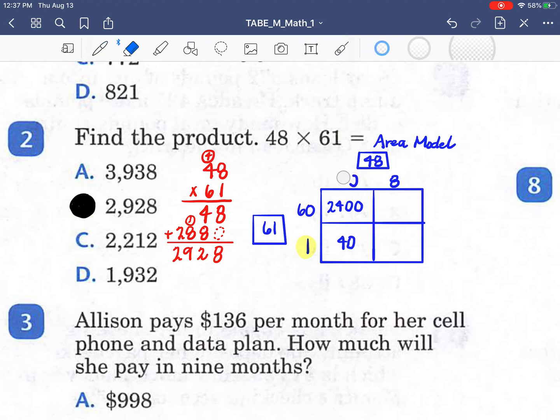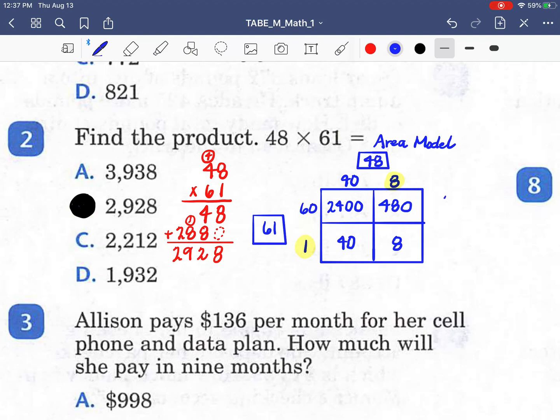And then, let me take the color away. We still have the 40 and the 1. I'm going to take the 8 times the 60. So that's 480, and 8 sixes are 48. And then finally, 8 times 1. So we're doing this multiplication to get this number.